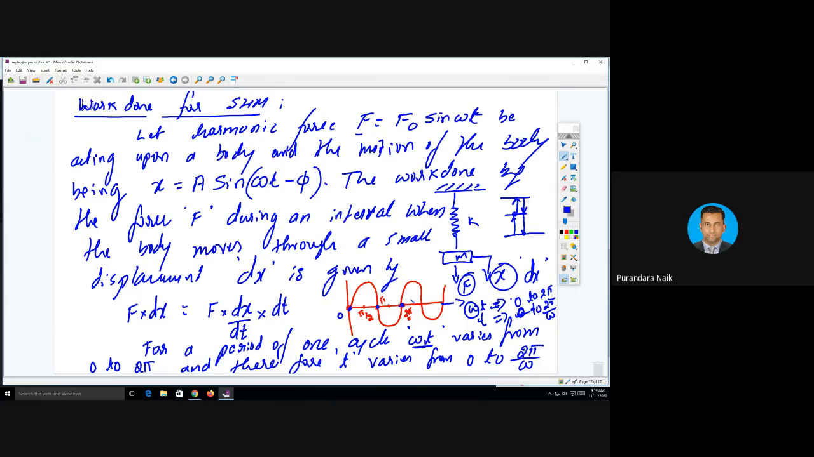Is it okay? If you want to copy this, you can copy this. You can write these equations. Okay, next slide. Copied.